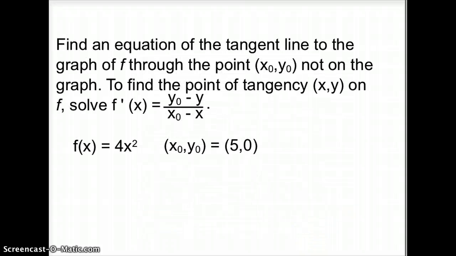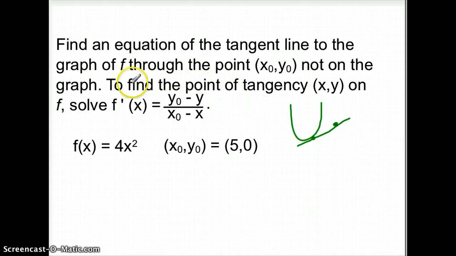The next example, find an equation of the tangent line to the graph of f through the point that's not on the graph. So I want an equation of a tangent line to the graph of f, which is 4x squared, through a certain point. They tell you 4x squared, and I've got some other point over here, I don't know where it is, of 5, 0, and I want a tangent line that goes through that point and also hits the curve.